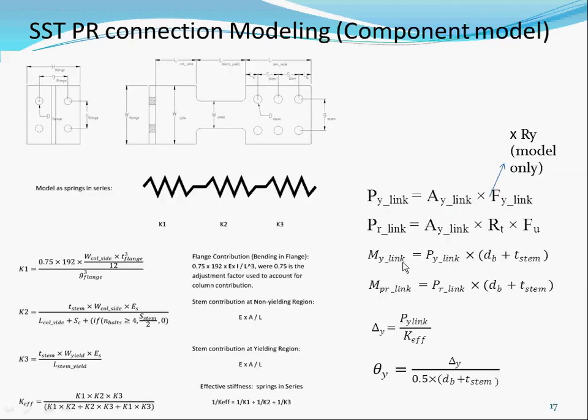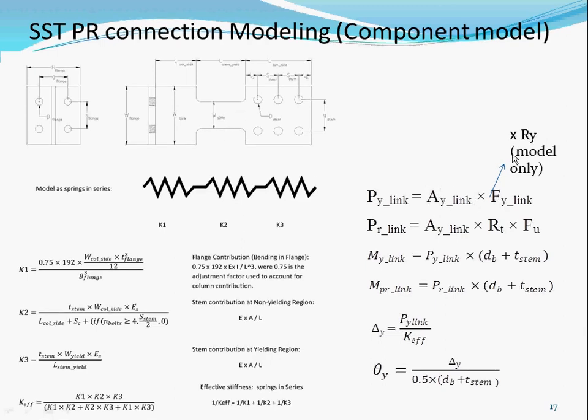And how you relate them is, well, Py is calculated as just the Ay of the link times the Ry times the Fy. The PPR is this equation that I showed before, Ay times Rt times Fu. And then My is just Py of the link times the lever arm, the Db plus this. Db is the beam depth. That's the axial force when you're doing it, force times distance. That's your arm. So that's the My. And you just substitute the PPR for Py when you want to do the MPR.